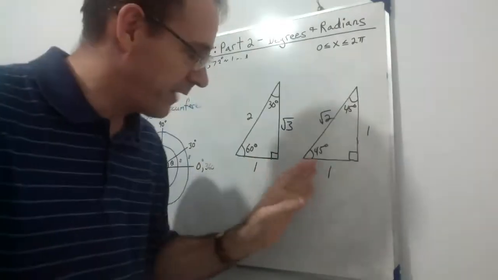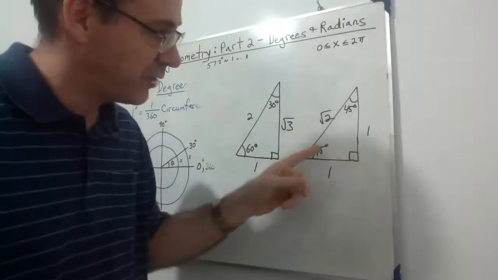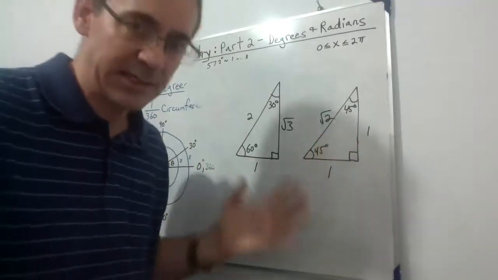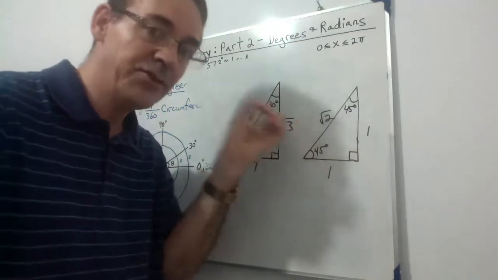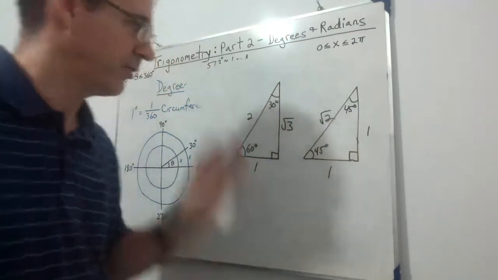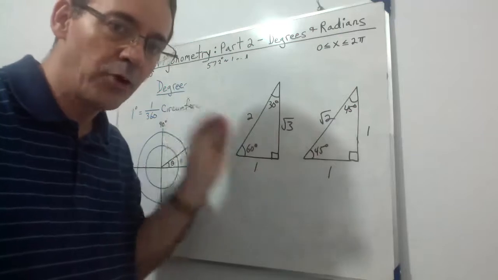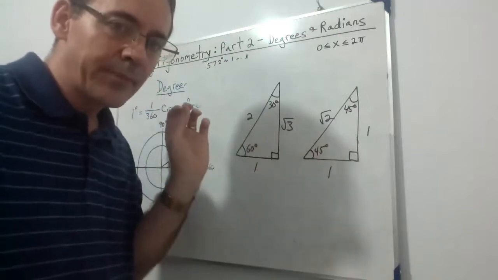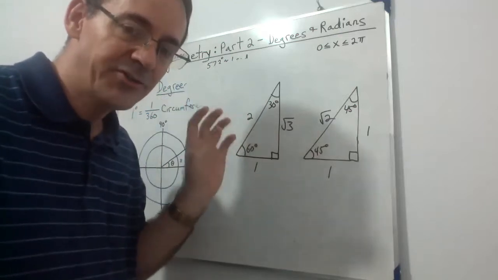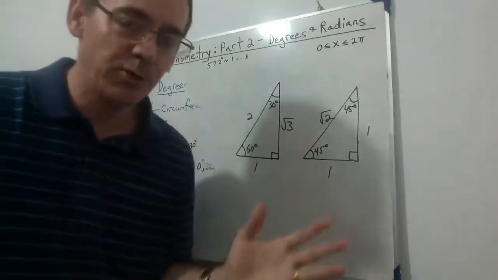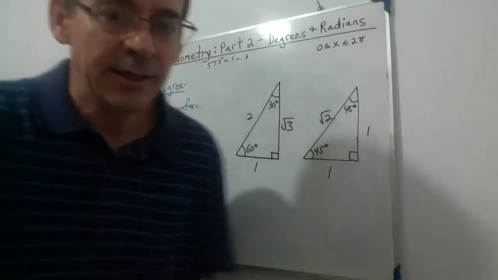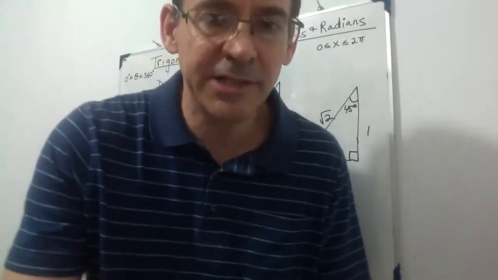Same thing with the 45, 45. Since these two are same angles, that means their sides will be the same. So this is the 1, 1, root 2. Again, the 2 is on the hypotenuse. So you only need to remember those two triangles. Okay, that's your special triangles that you need to remember to help you work around your unit circle. Now let me go to screen sharing and let's see what we get here.